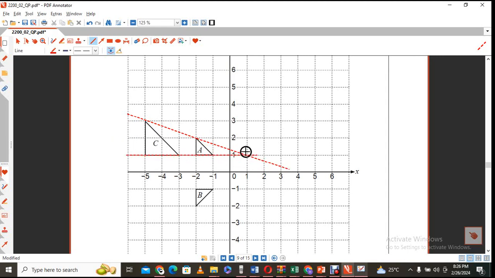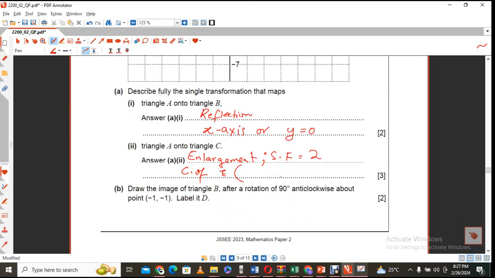Can you see where they meet? They meet at the point (1, 1). The point where they meet is the center of enlargement. So what you have over here is the center of enlargement, and the point is nothing but (1, 1). So go ahead and write it as (1, 1). That's how you get 3 marks for that particular question, and 2 for that.